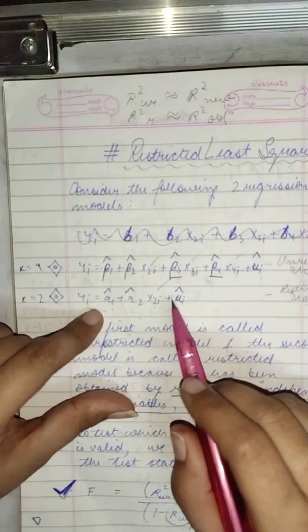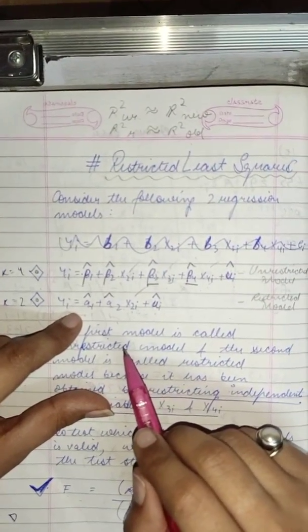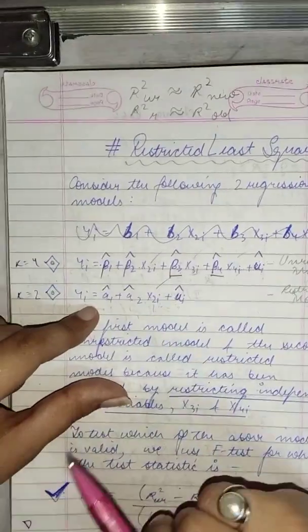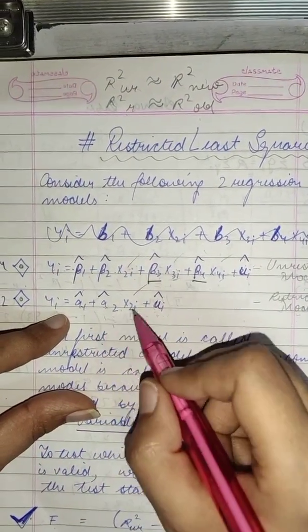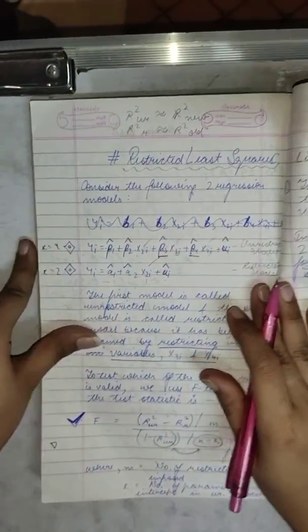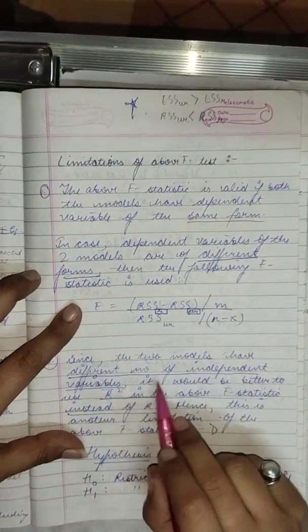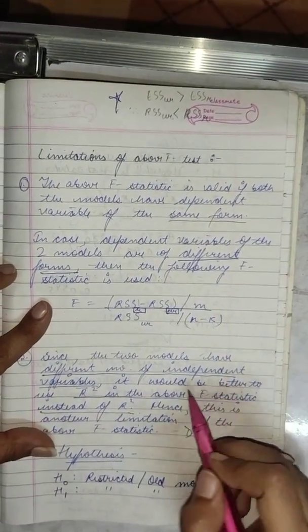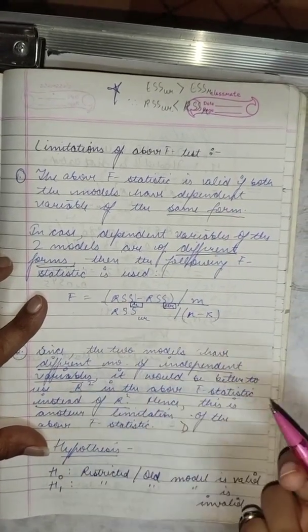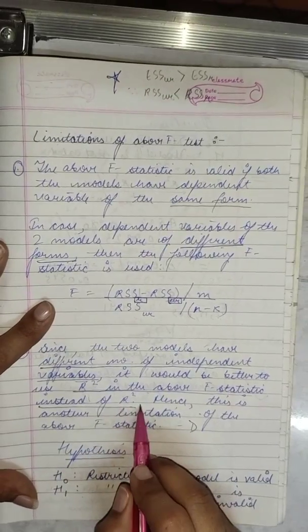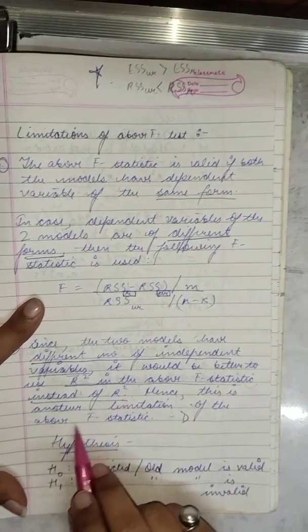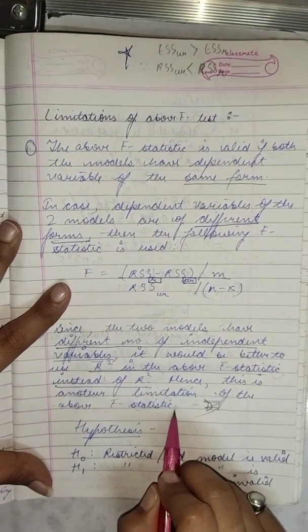In the restricted model, you have a smaller number of independent variables. So in that case, is R square comparable? You must be having this question in your mind. So that is also one of the limitations of this test, that since the two models have different numbers of independent variables, it would be better to use adjusted R square, that is R bar square, in the above F test instead of R square. Hence, this is another limitation of the F statistic.